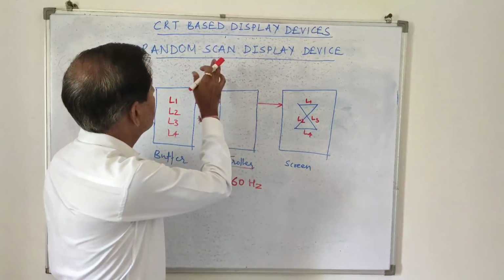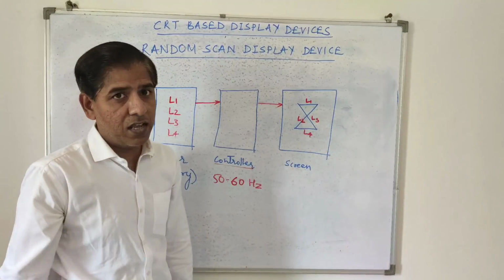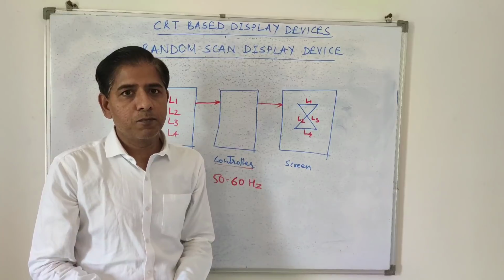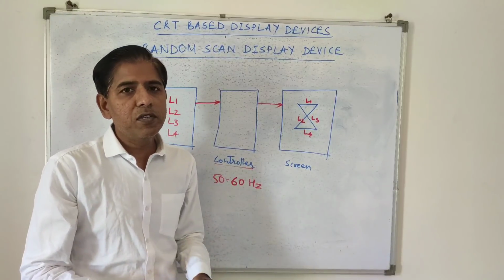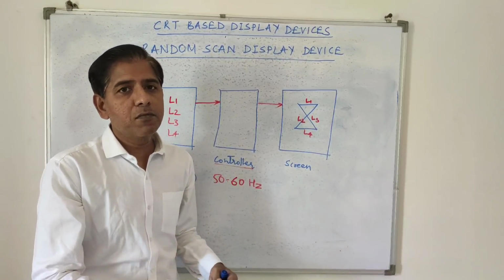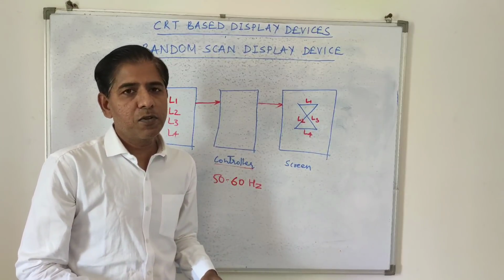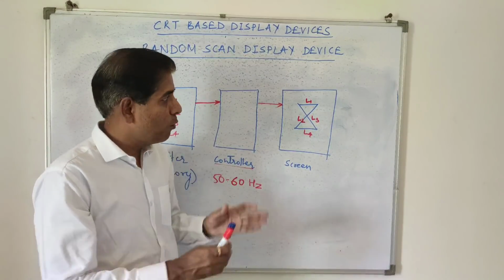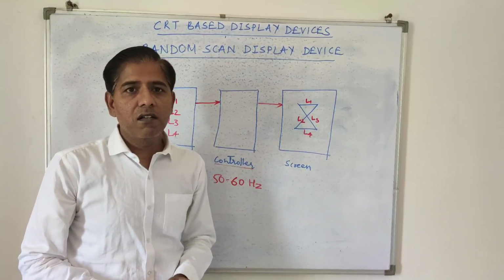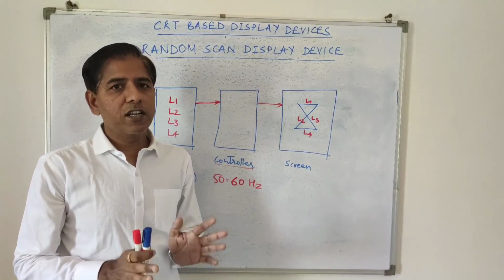So this is random scan and raster scan. Both are line based systems. In the next video we will be seeing the point based system, that is the raster scan display device. So hope you understand DVST and random scan display device.